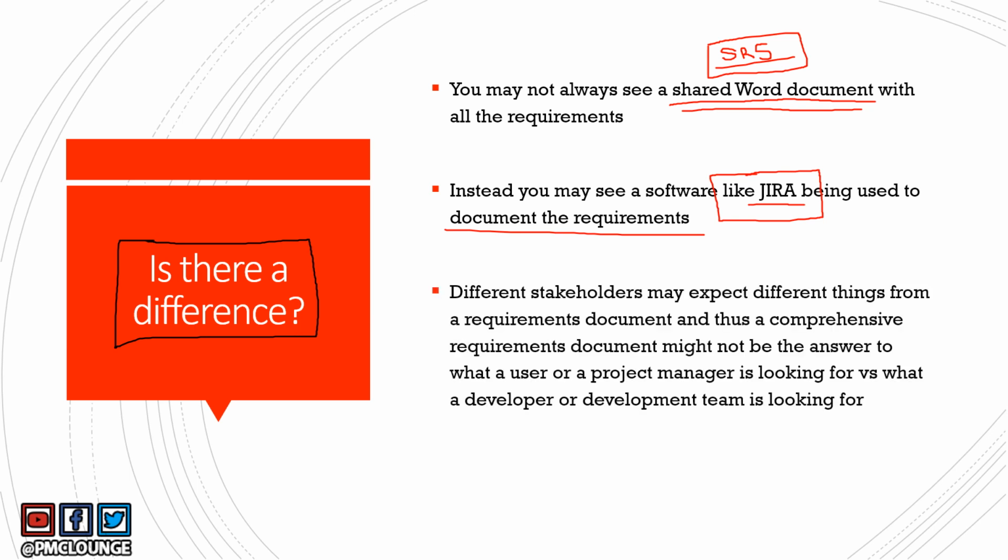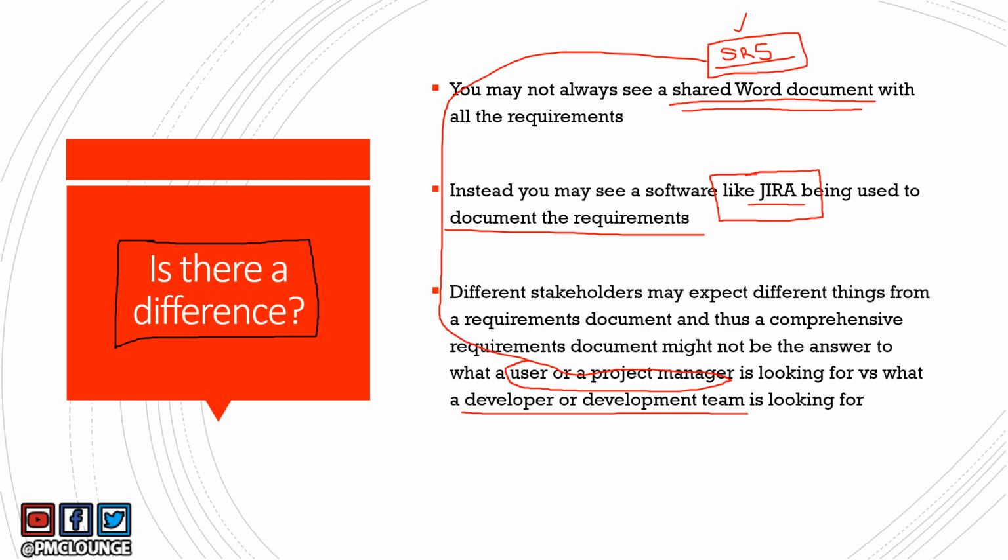Now, how it helps is that we need to understand that different stakeholders of the project may expect different things from a requirements document. So if you provide the SRS document, the 200 page long Word document, to the user or to the project manager, it is possible that these people have no use for this document, because this document contains so many technical jargons and so many technical details that it is of no use for these people. But it is possible that it is of a lot of use for a developer or a development team.